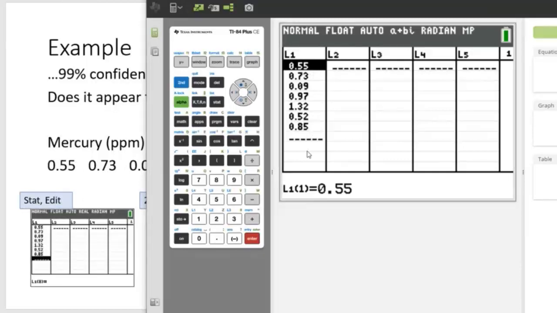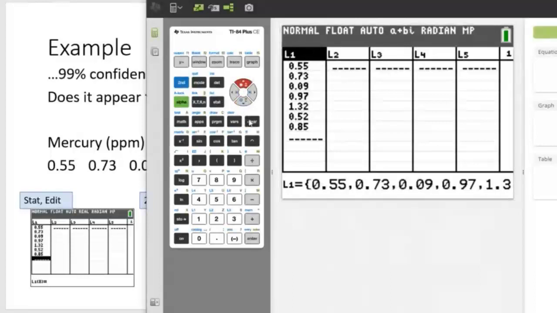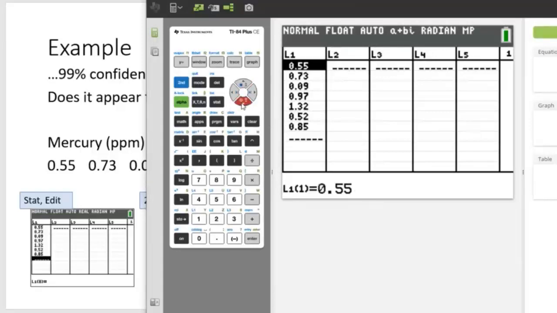Now, if you have a lot of numbers and you want to get rid of them, go up to L1, just L1 there, and hit clear. Please don't hit delete. It doesn't totally delete it from your calculator, but it's going to make it where you can't see it anymore. Okay, so just go up and hit clear, and then enter if you need to get rid of a lot of numbers. But I've entered all of those numbers, and that's what you're seeing right here. So that's under stat edit.